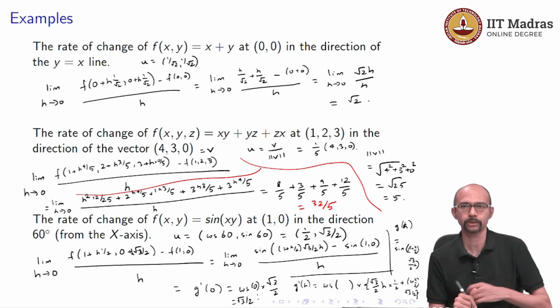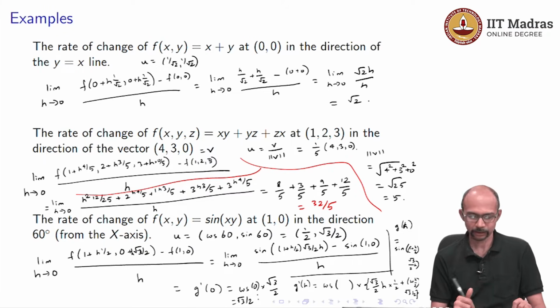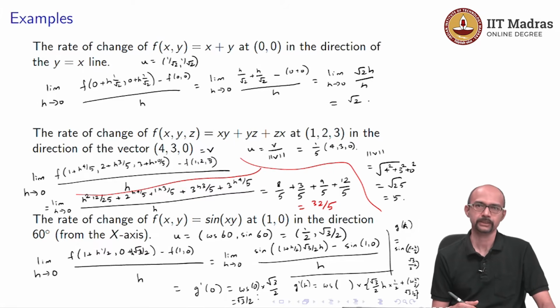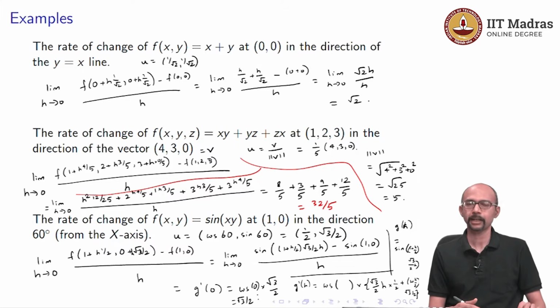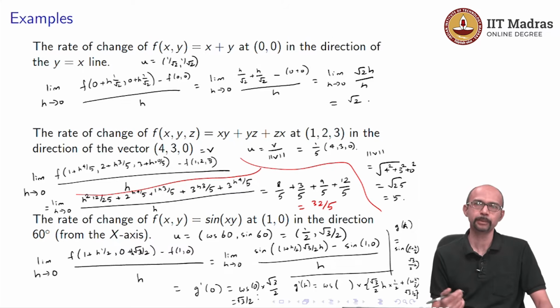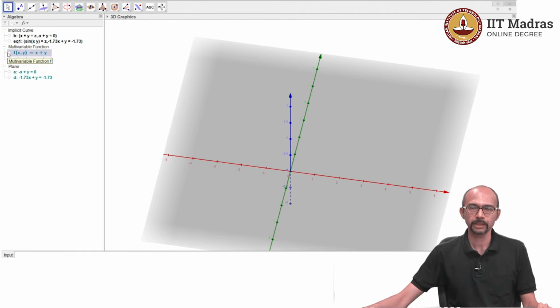So, that is the rate of change of this function in the direction of 60 degrees from the x axis. Okay. So, I hope it is clear how we are computing this, and that these limits are tedious, but not difficult. Okay. So, let us look at the graphical representation of some of these examples in GeoGebra and try to see what the directional derivative at these points is computing for us.